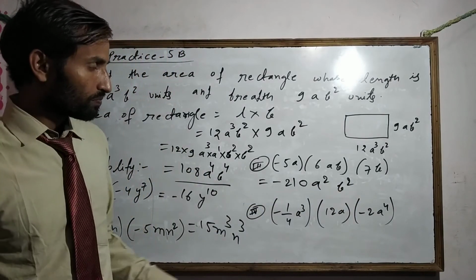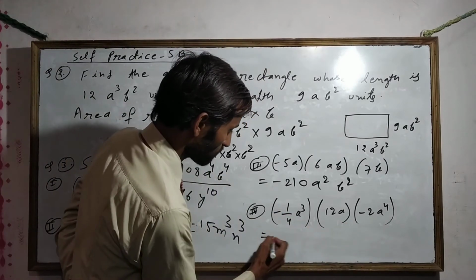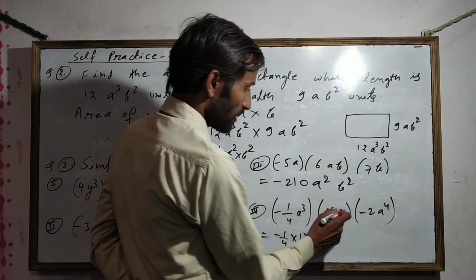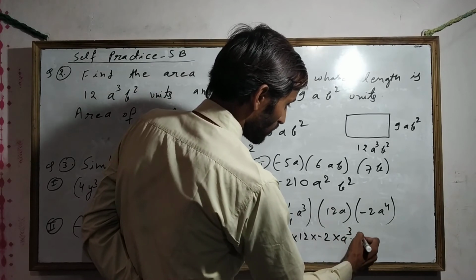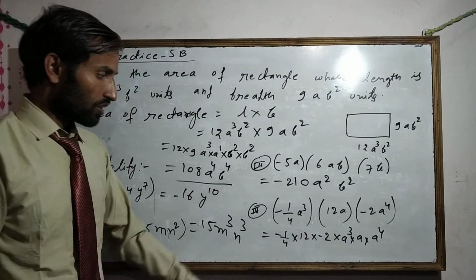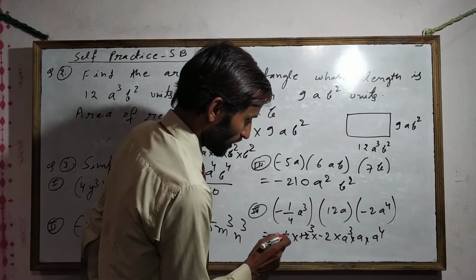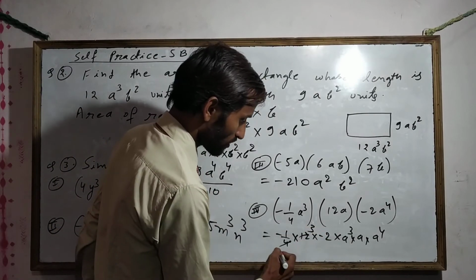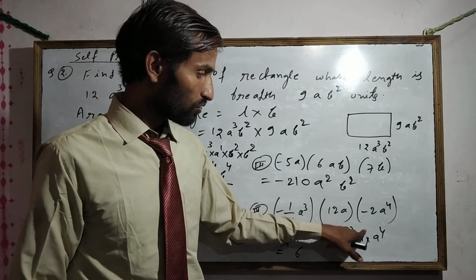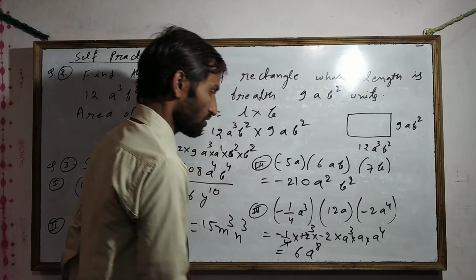Okay. Next one, fourth part. Just you see here, just write down the number as it is, minus 1 upon 4 into 12 into minus 2, and then write down the variable a cube into a power 4. Now here fraction is given, so we can cancel out here, 4 3s are 12, and then minus minus will get plus, 3 2s are 6, 6 will come, and then we have to add the powers, a power 3 plus 4, that is 8. So the final answer is 6 a power 8. Final answer this one. Okay.